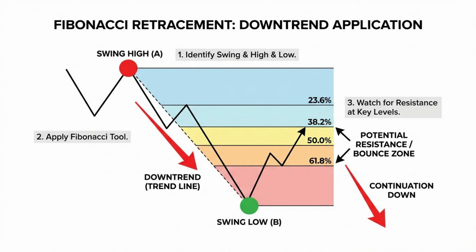Traders watch these areas carefully because they can provide useful points to enter a trade in the direction of the trend. After hitting resistance at a Fibonacci level, the price often continues downward following the overall trend. This method helps traders understand where temporary pullbacks might end within a larger downward movement.